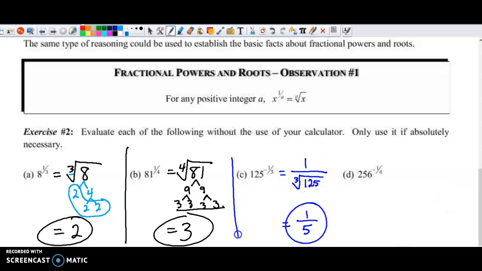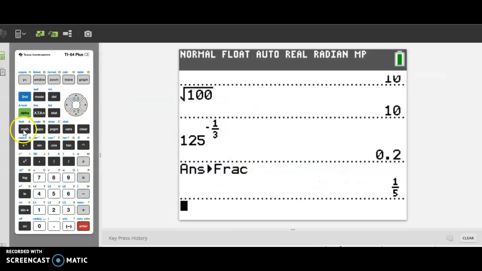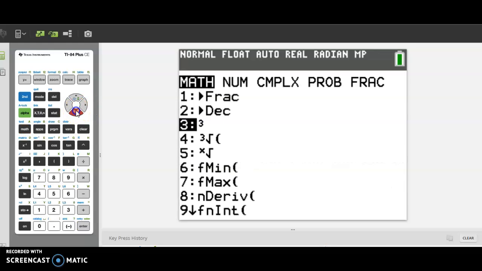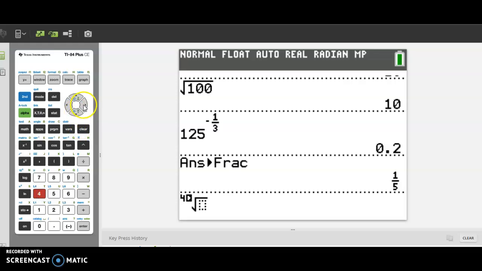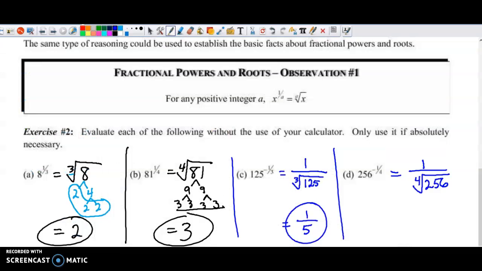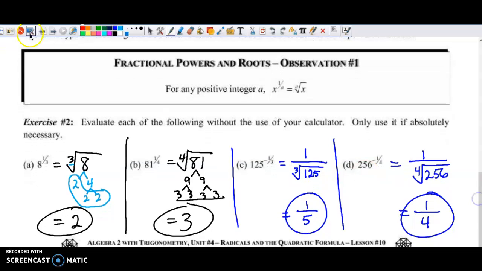Same thing with the next one. The negative power is saying, hey, it's 1 over the 4th root of 256. And your calculators actually do the 4th root. So if it helps, you can hit the math key, scroll down until you get to this option, and do the 4th root of 256. And we get 4, but remember it was supposed to be 1/4. So there's a couple options on how you could get there.